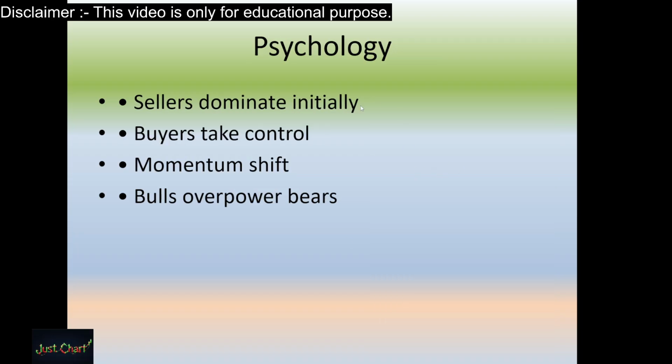Psychology: sellers dominate initially, and here the buyers are taking control. Because of that, the volume is more. Here the sellers are giving up and the buyers are taking control, which means the volume increases. That's the signal for this pattern. And momentum also shifts. Bulls overpower bears.